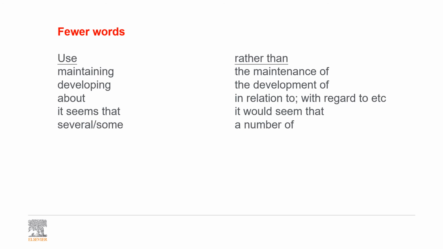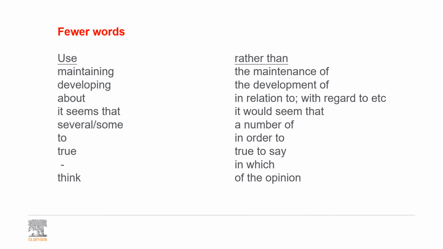A number of can nearly always be replaced by several or some. In order to is usually unnecessary. One word, to, will do. Something's true to say. It is true. In which, and I'll give examples following this, in which can often be missed out completely. If you're of the opinion, you think it. Period of time can just be time or maybe just period, but one word will do. And finally, the majority of can be replaced by most.